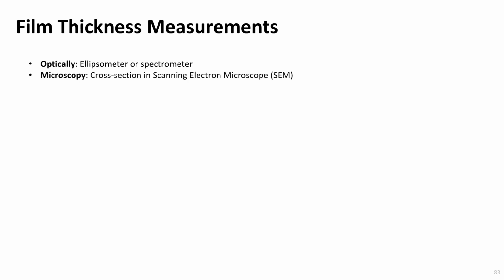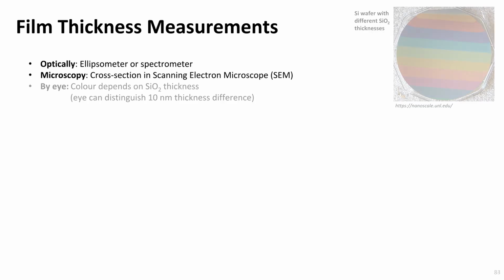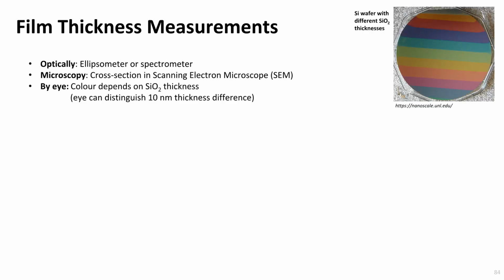You can also cleave a wafer and look at the cross-section in a scanning electron microscope. In case you have structures on your wafer that would interfere with an optical measurement, this is a good method to check the oxide thickness. But simply using your eyes to determine the oxide thickness is a viable method, too.